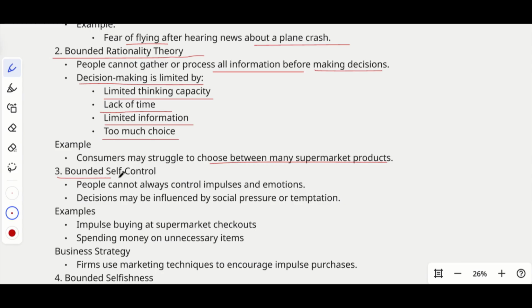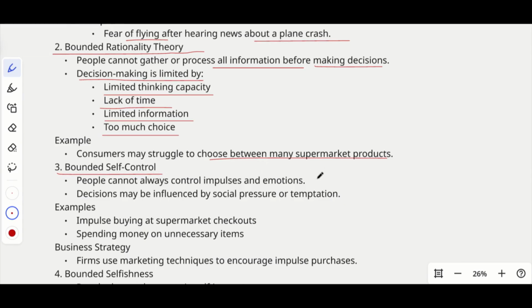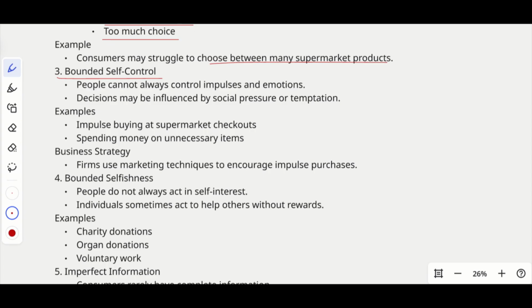Third limitation is bounded self control. So what do you mean by bounded self control? People cannot always control impulses and emotions, right? We are human beings. There is a limit to how much we can control our emotions and impulses. So decisions may be influenced by social pressure or temptation, like doing something others are doing or buying something our friends have already purchased, all these things. For example, impulse buying at the supermarket checkouts or spending money on unnecessary items.